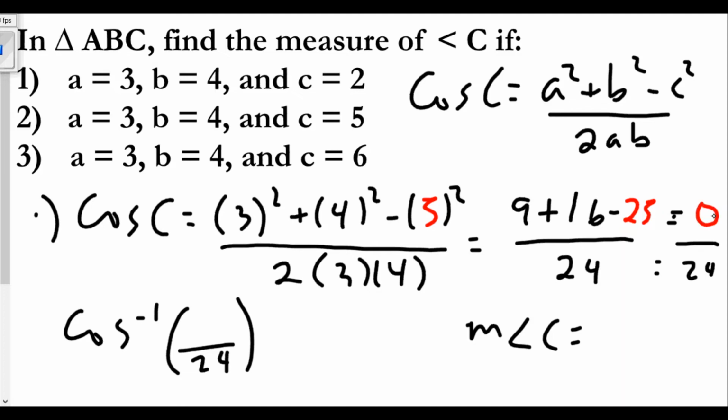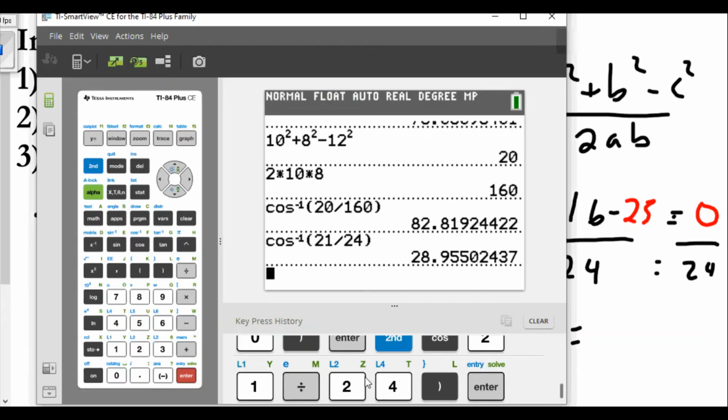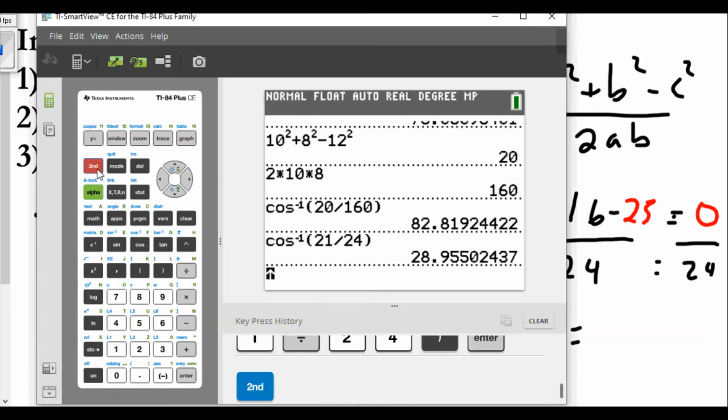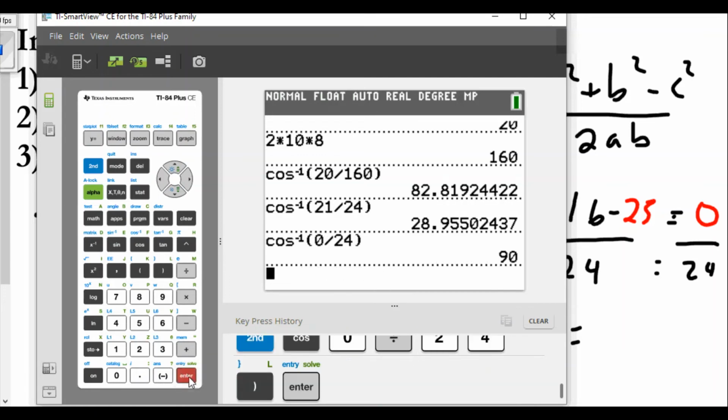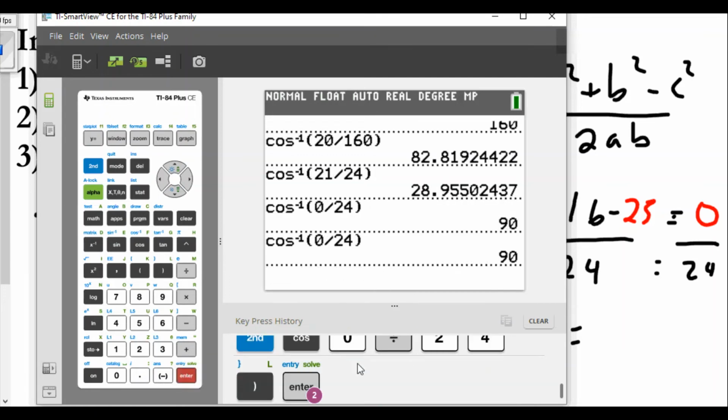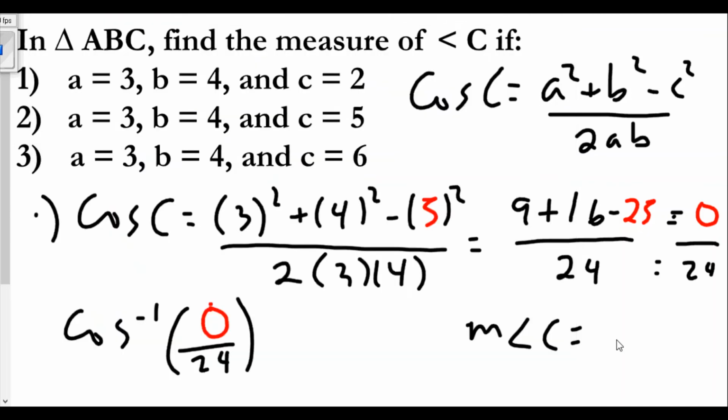What? So cosine inverse of, oh, I'm so sorry. That's not 0. Yeah, it's 0, because 25 minus 25 is 0. So here, cosine inverse of 0 over 25. Okay, so second cosine of 0 divided by 24, we're going to actually get a value of 90 degrees. So here, our answer is 90 degrees.